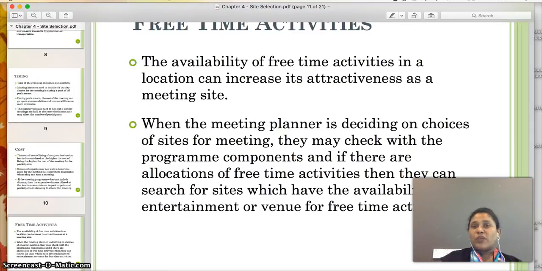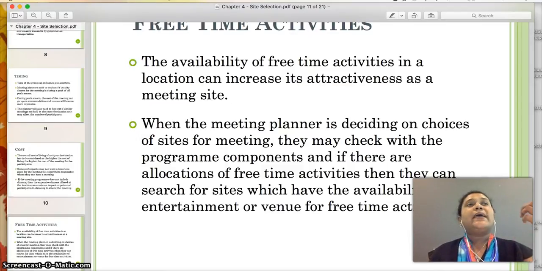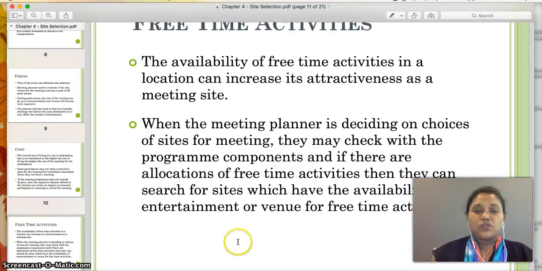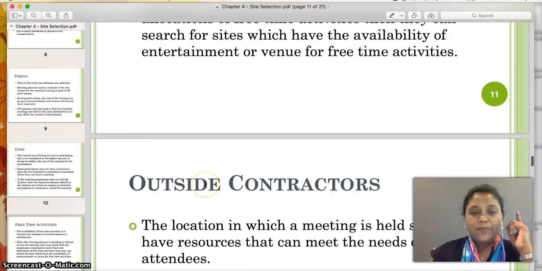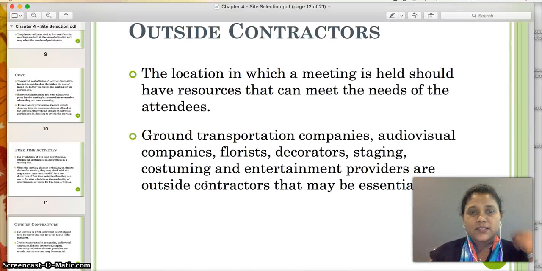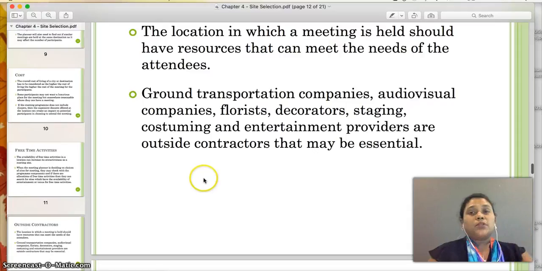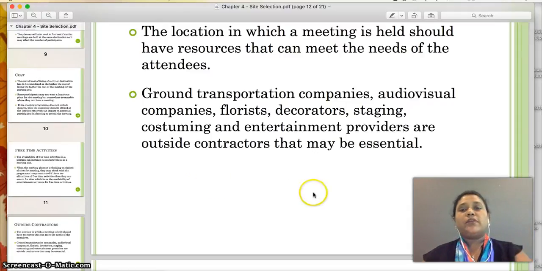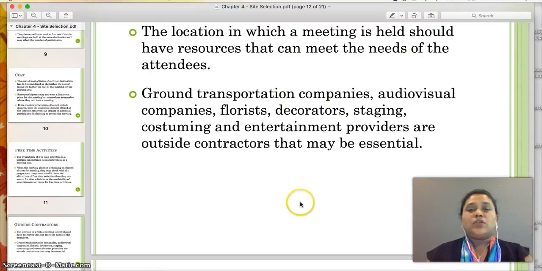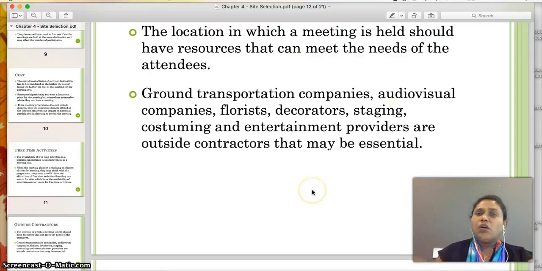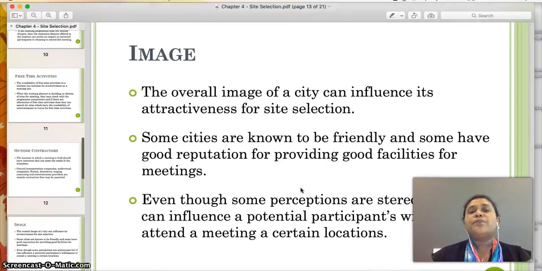Some sites or venues do come up with team building activities wherein you engage a lot of your conference participants to be a part of the event. So all these things need to be considered. And outside contractors, this is important when you engage florists, decorators, stagings, costuming and entertainment providers. All these people need to know where this is going to happen and how they are going to reach. So all these people should be in and around your venue when you choose a venue.